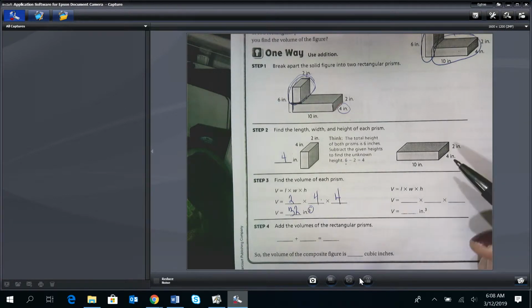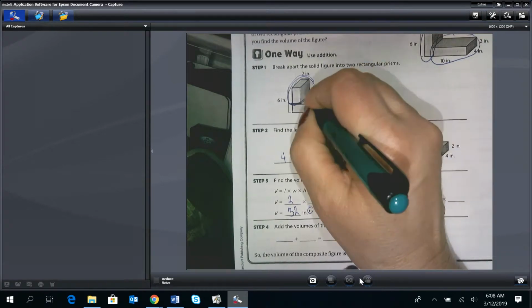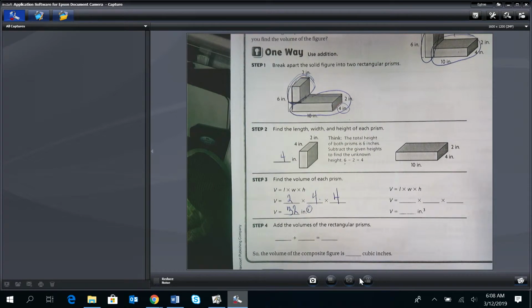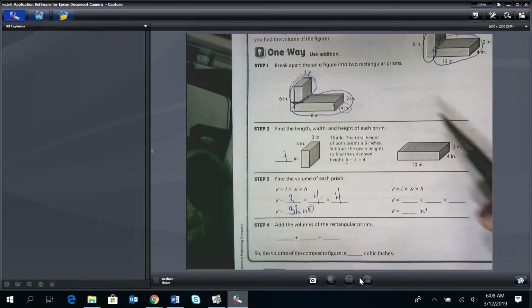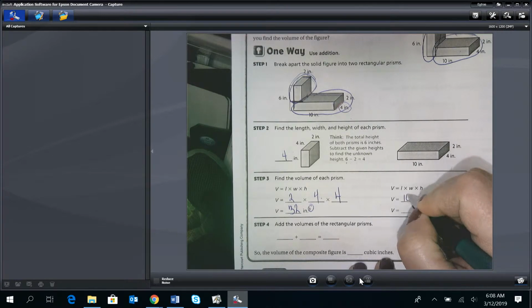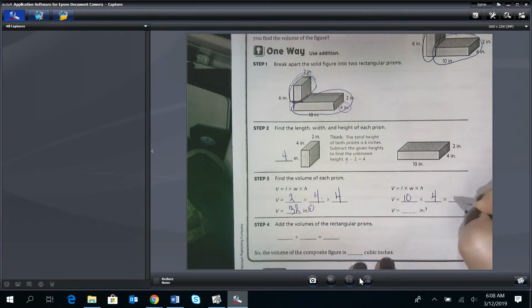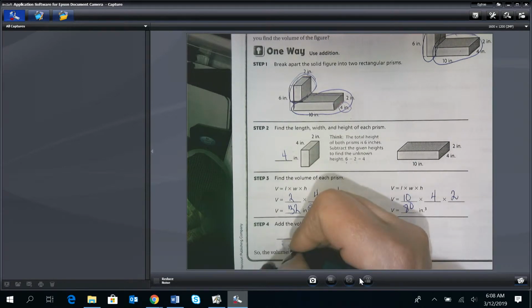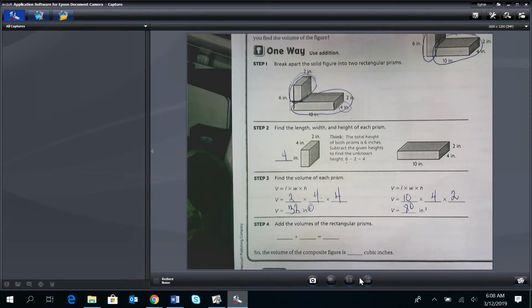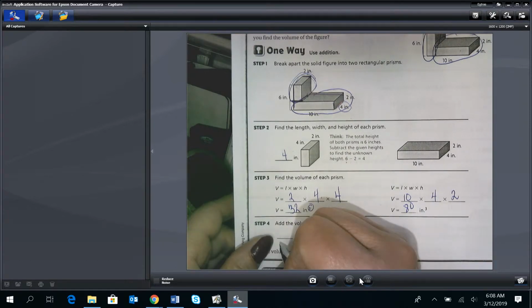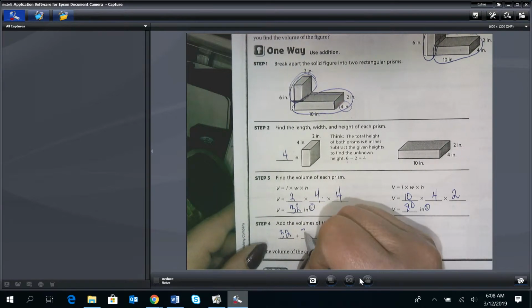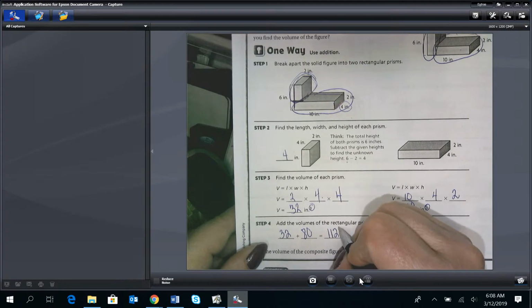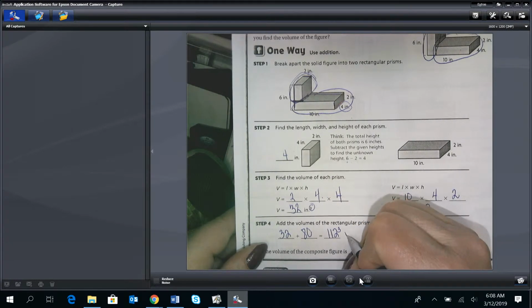Now that we found that, we have to find the dimensions of the other rectangular prism. That one's pretty straightforward because we can see that all the dimensions are right there. All we have to do is multiply them: length times width times height. 40 times 2 is 80. So now we pulled the rectangular prism apart, and we have to put it back together. 32 cubic inches plus 80 is 112 cubic inches.